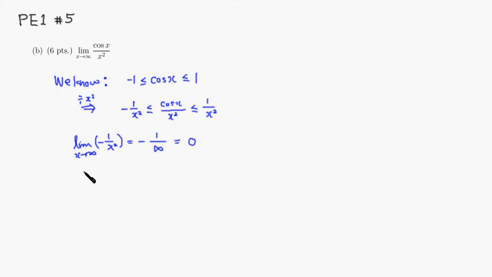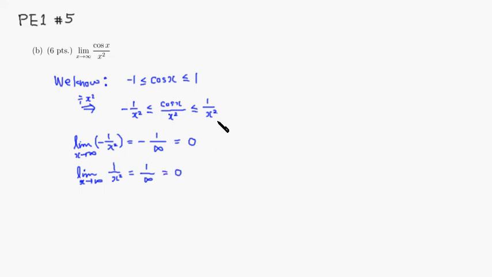All right. Then let's look at the larger guy. So if you take the limit as x approaches infinity of positive 1 over x squared, right? Same as before, it's going to be 1 over infinity, so it's going to approach 0, right?